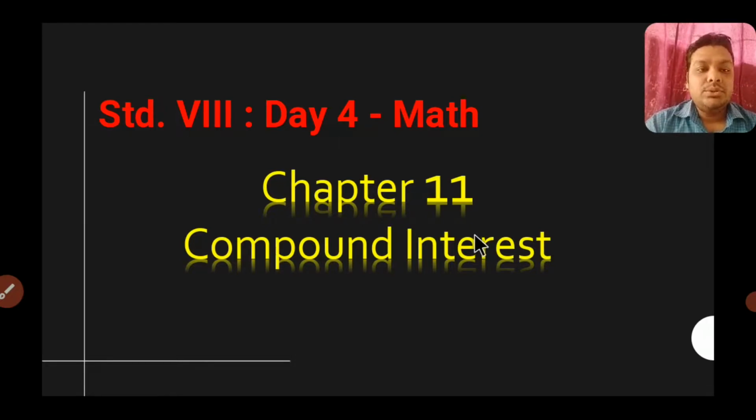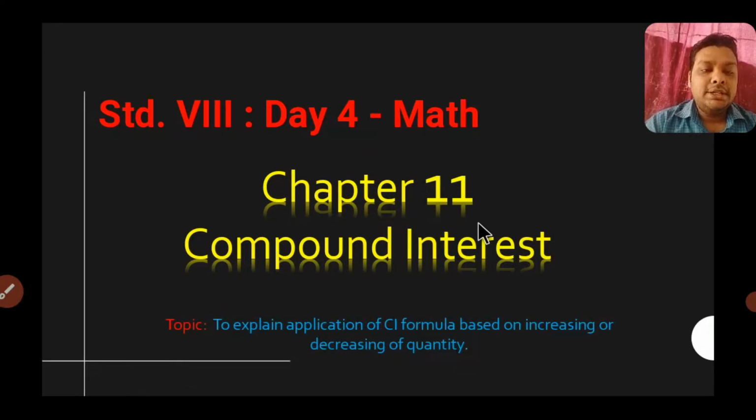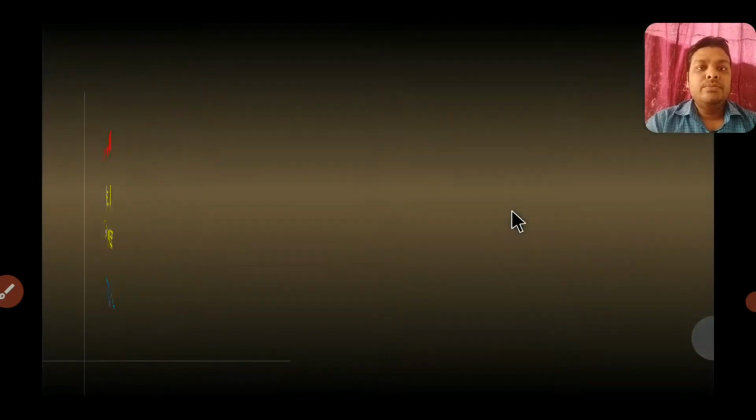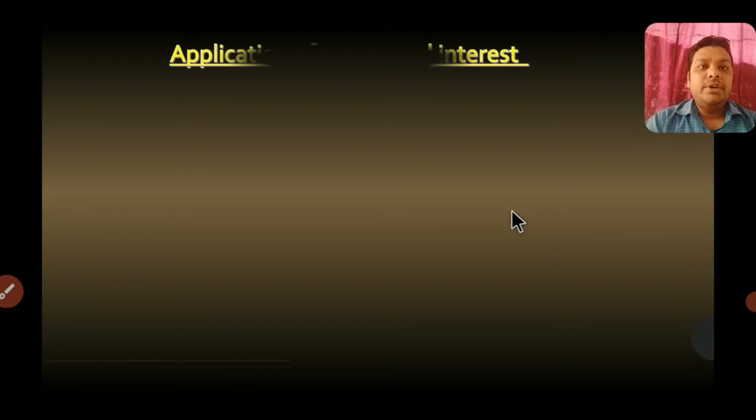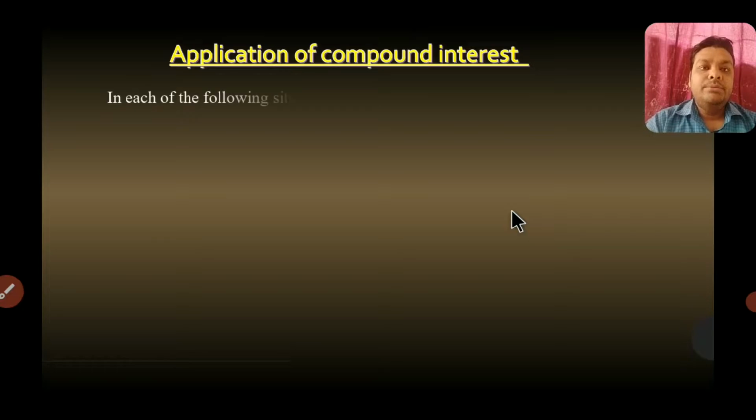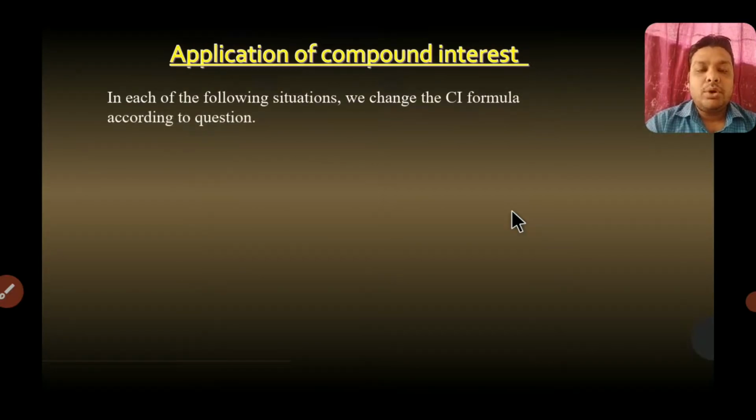And students, today we are going to discuss the applications of CI formula, that is compound interest formula, based on increasing or decreasing of quantity. Okay. So now let's start the class. So now at first, applications of compound interest. Now, in each of the following situations, we change the CI formula according to the question.